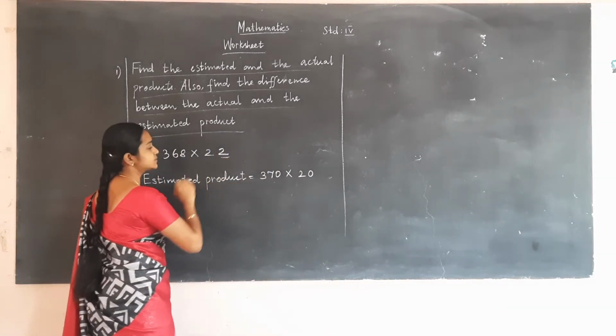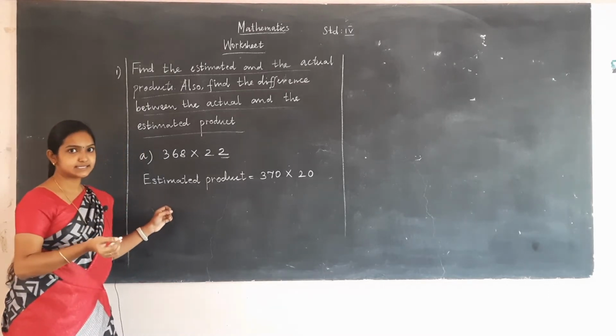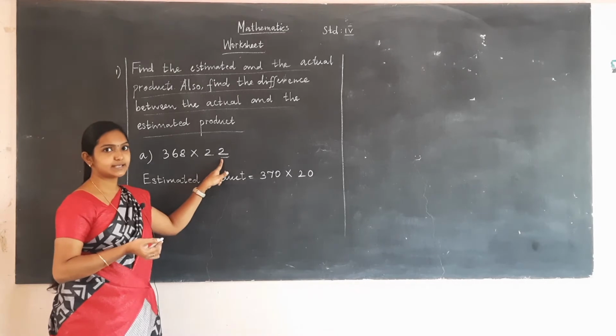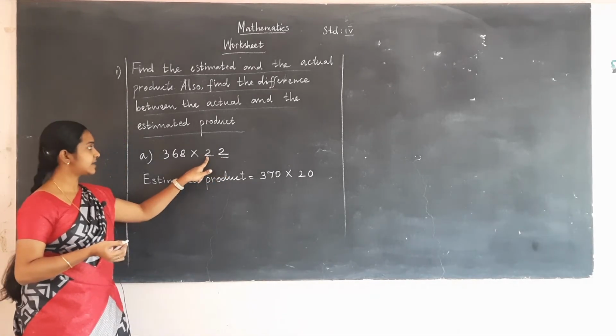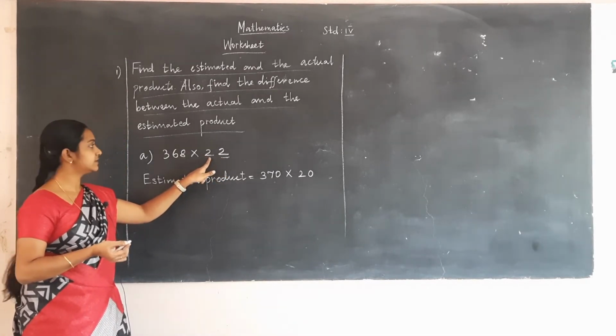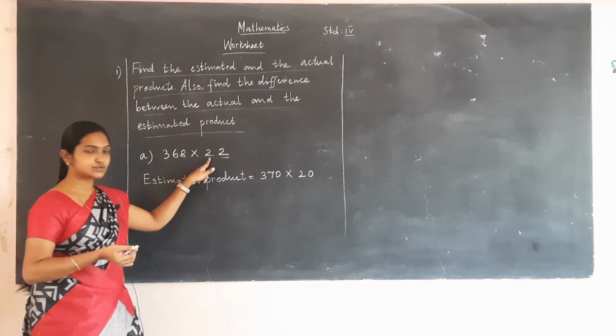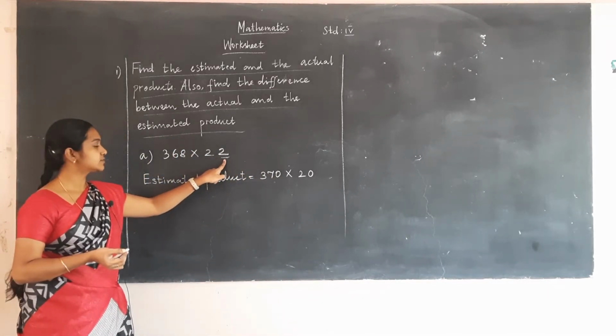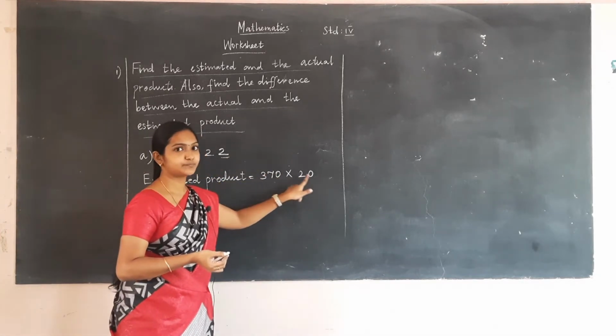Here the number is 2. 2 is less than 5. So we have to put 0 in the place of 2. We should keep this 2 as it is and this number is less than 5. So we have to change it as 0.